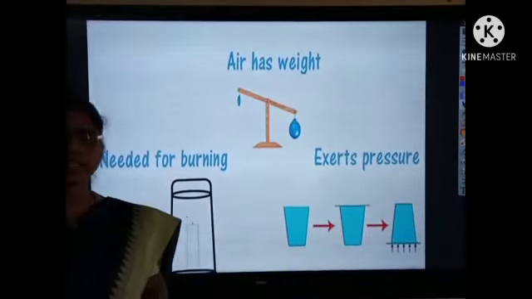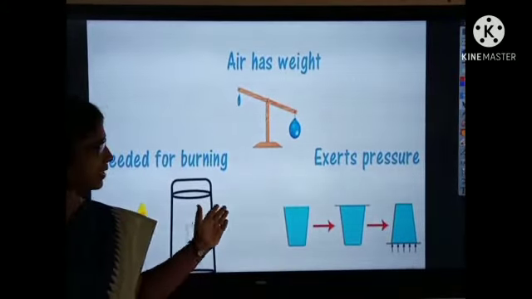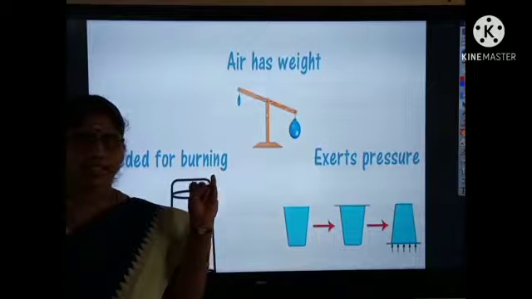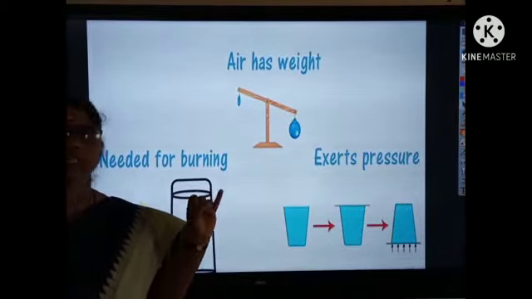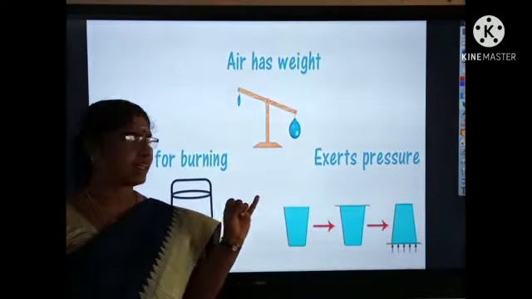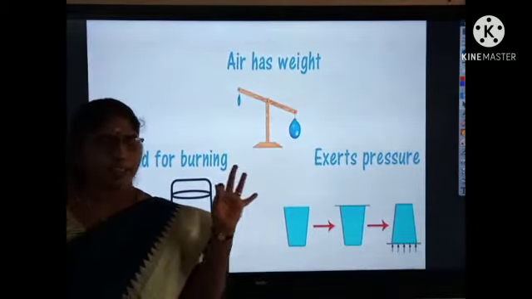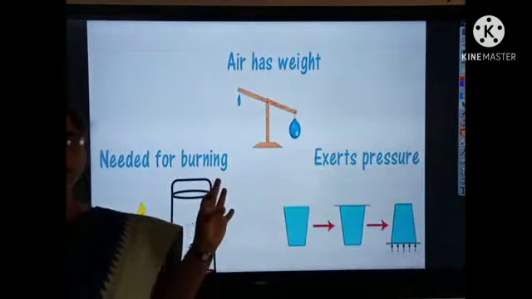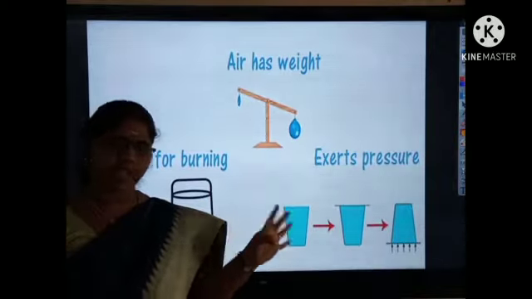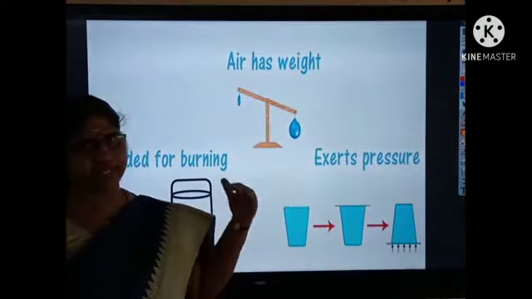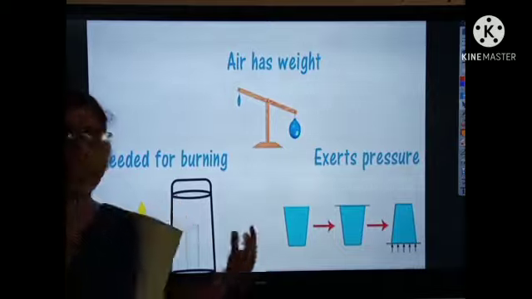Children, what did we learn now? First we learned about the atmosphere: the layers of the atmosphere, the composition of air, the importance of the atmosphere, and the properties of air. Now we will see the next topic, water.